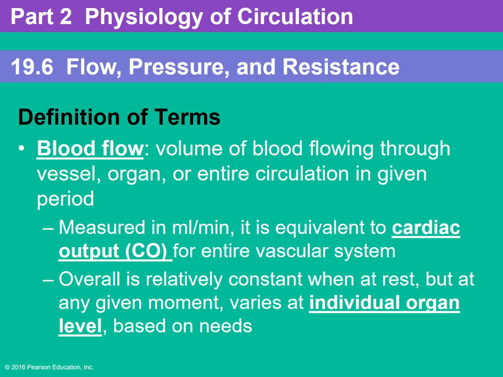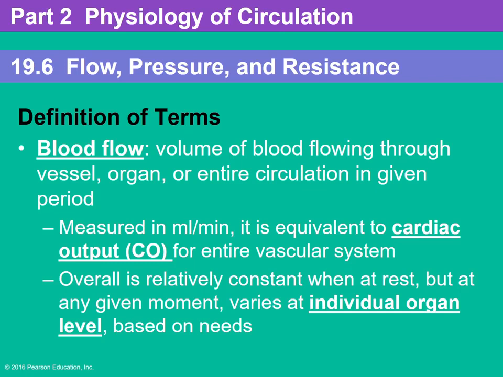If we look at the physiology of circulation, several different things to look at are the blood flow, the blood pressure, and resistance. Blood flow is the amount of volume that's flowing through a vessel or through an organ, or you can look at the entire circulation within a certain time period. It's going to be measured in milliliters per minute, similar to cardiac output when we look at the heart.